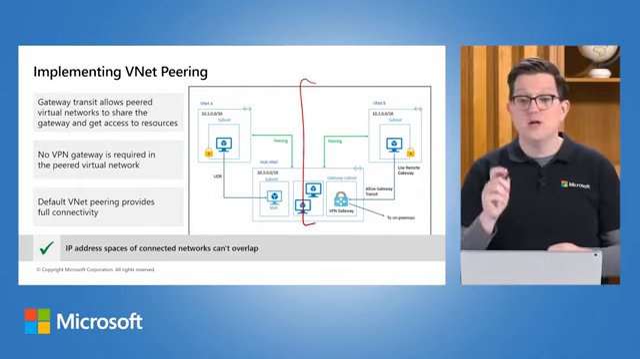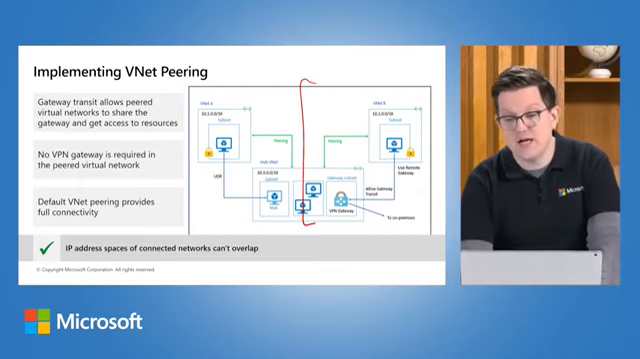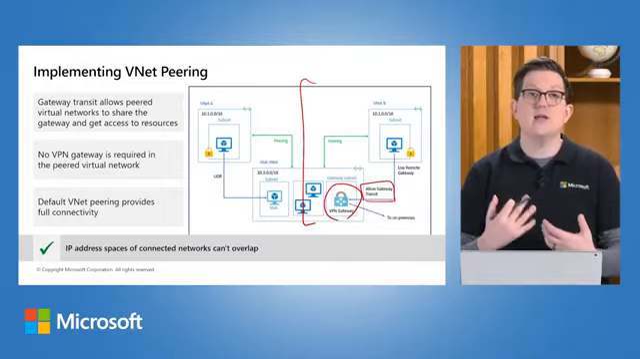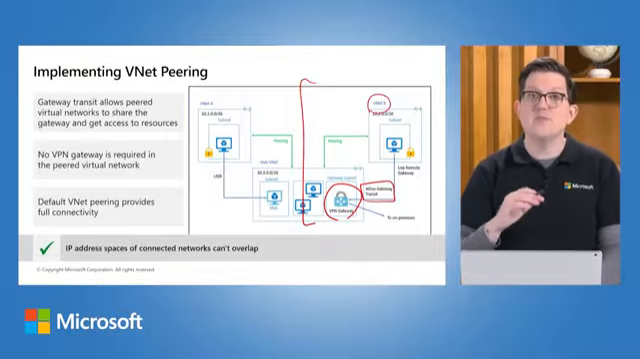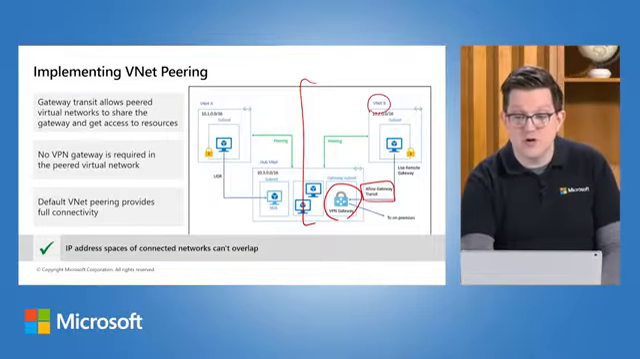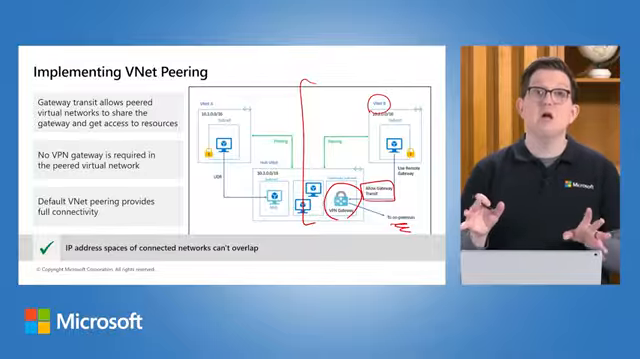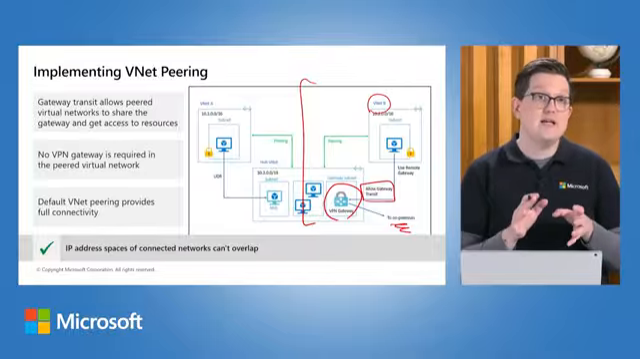So by centralizing your gateway in a hub like this, we can actually tick a box in the peer to allow gateway transit, which says anything in VNet B that is trying to reach back to your on-premises location, use the gateway located in the hub.